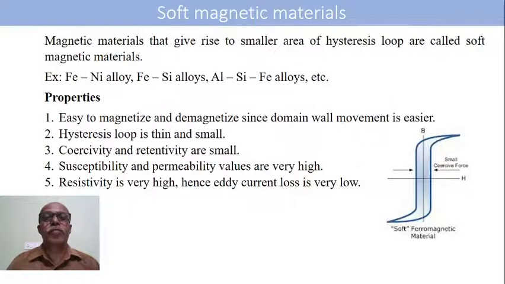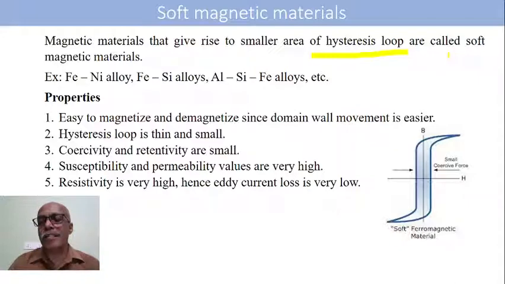In this session, we are discussing the soft magnetic materials as well as the hard magnetic materials. We have two different types of magnetic materials. One is soft and the other is hard. The magnetic materials which will have the smaller area of hysteresis loop are called the soft magnetic materials. In the sense, the energy loss is less.